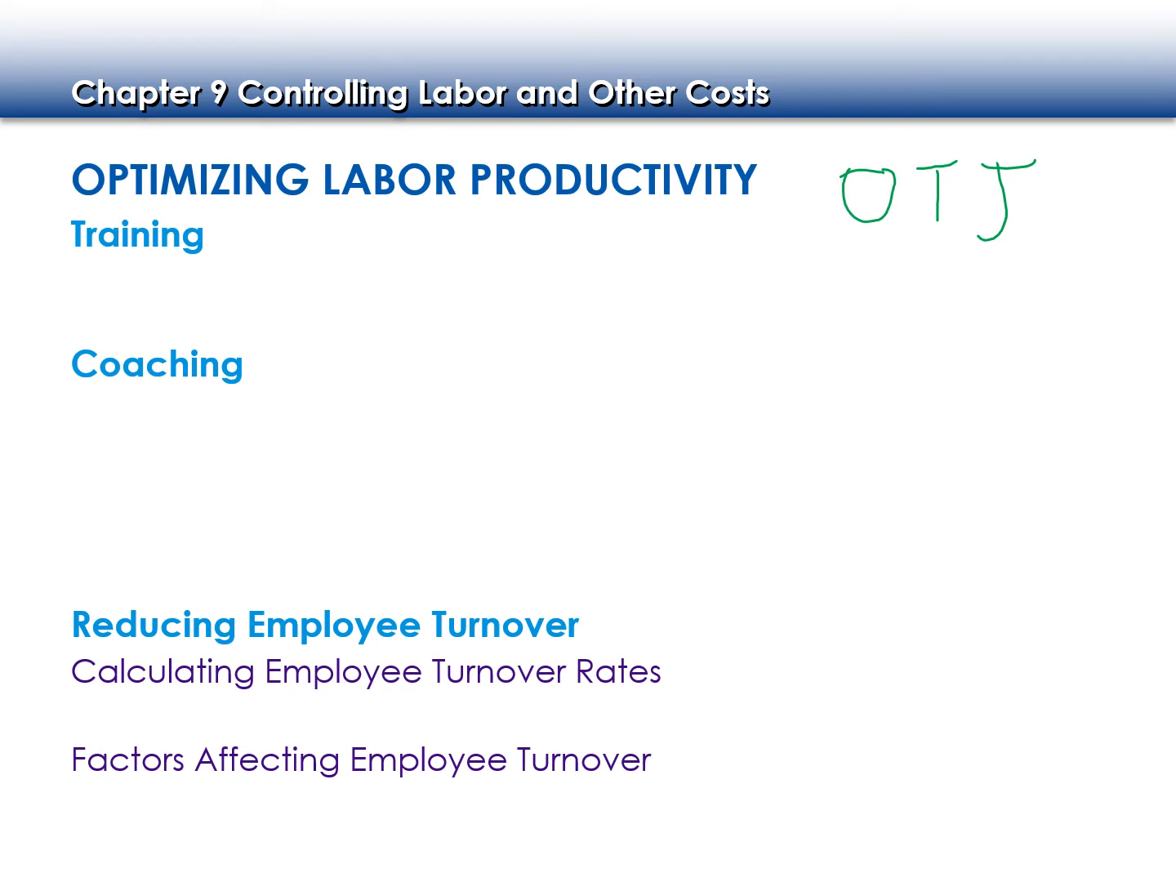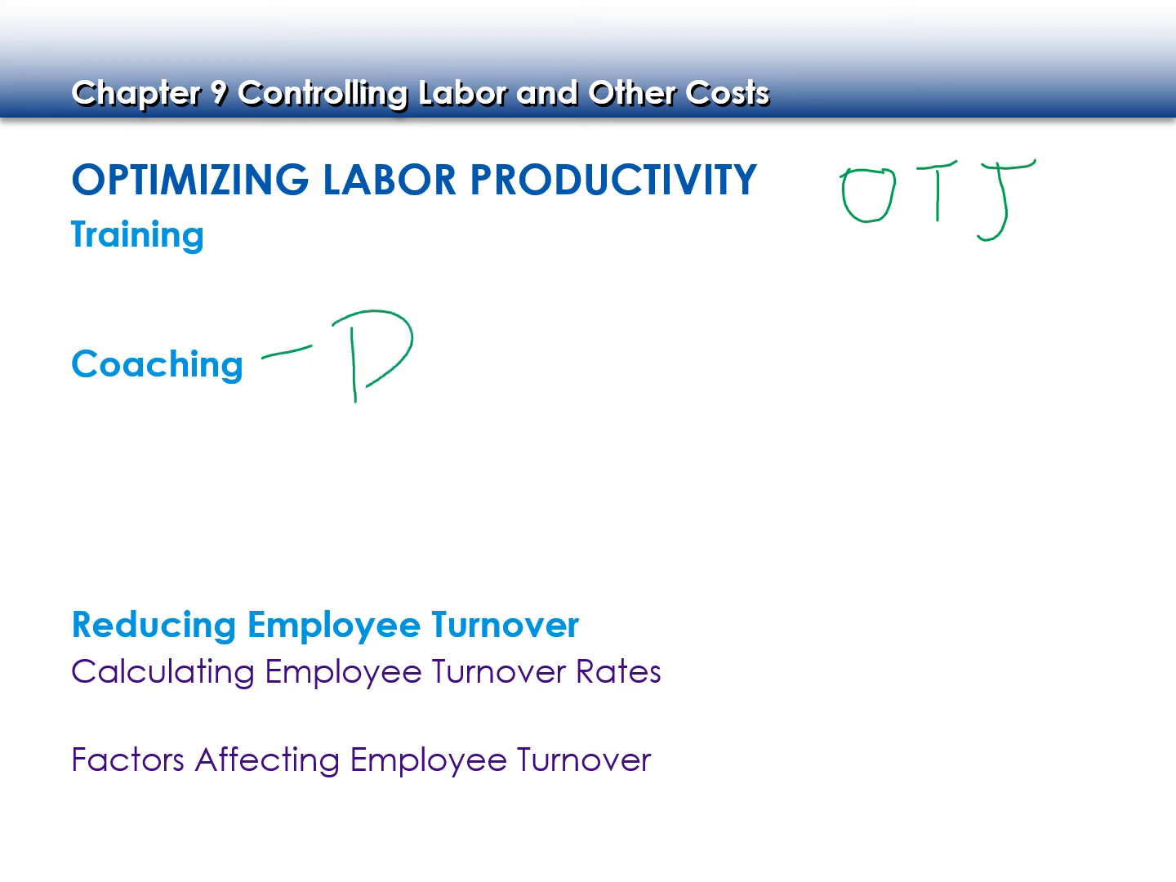I know at both Fridays and Cheesecake Factory, we had classroom time. So we actually sat in a classroom type setting and we learned different aspects of the job as a server. And then we went out and did on-the-job training where we shadowed. So training happens before, ideally, and coaching happens during.